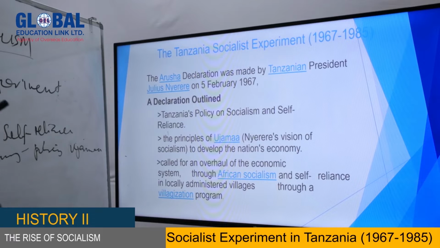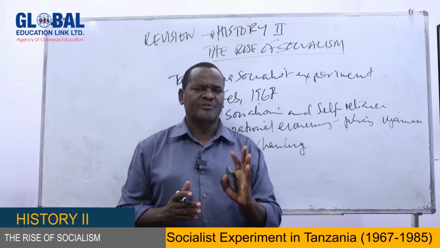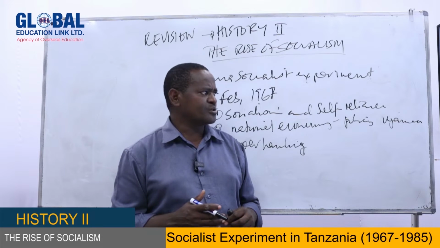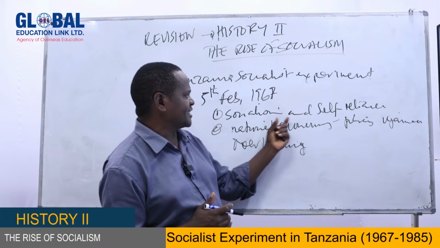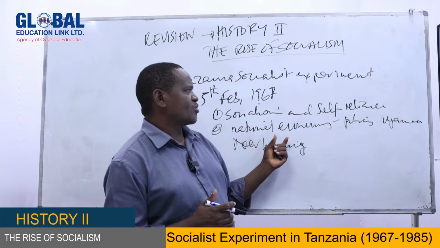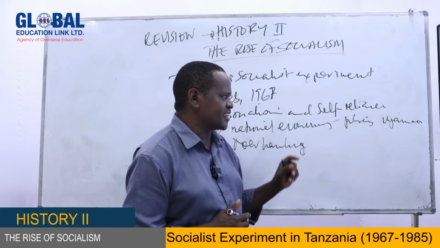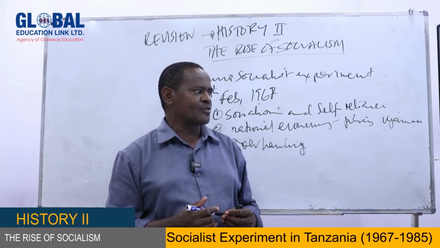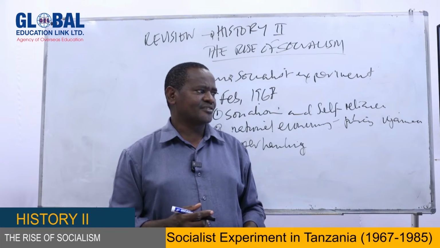So in short, my dear students, the Tanzania socialist experiment, as I said, started on the 5th of February 1967 during the Arusha Declaration. The declaration outlined different kinds of things, including the introduction of socialism and self-reliance. Also, it introduced ujamaa as the policy which is going to be used to develop the national economy, and the Arusha Declaration overhauled the economic system of Tanzania through what was called African socialism.